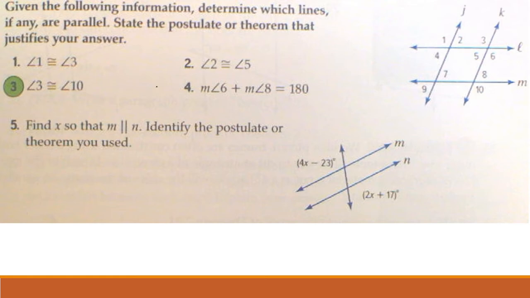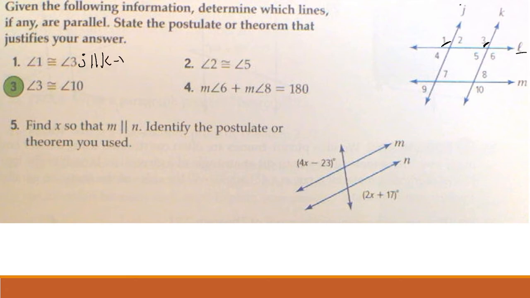If you're given this information, what two lines would be parallel, if any, and what theorem would you use to justify that? So it says, if angle 1 is congruent to angle 3. First off, establish a transversal. What line goes through both 1 and 3? Well, that would be line L. If line L is my transversal, what two lines have to be parallel? J and K. So I want to prove that J is parallel to K.